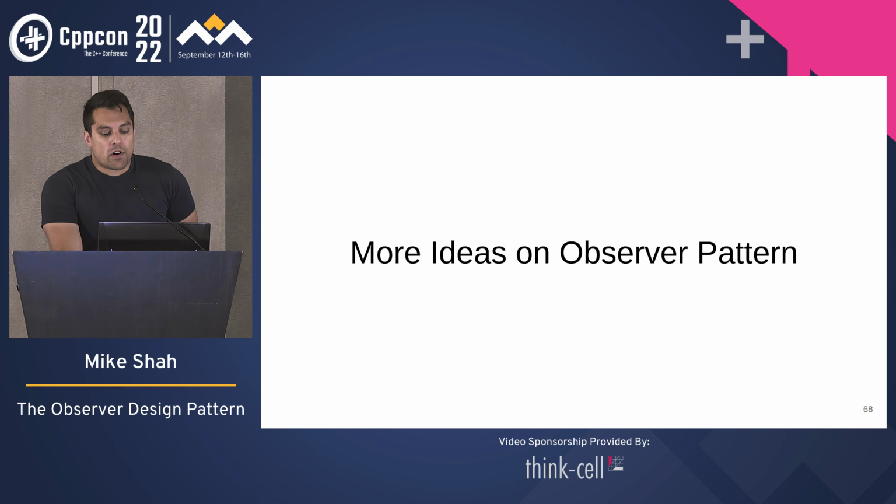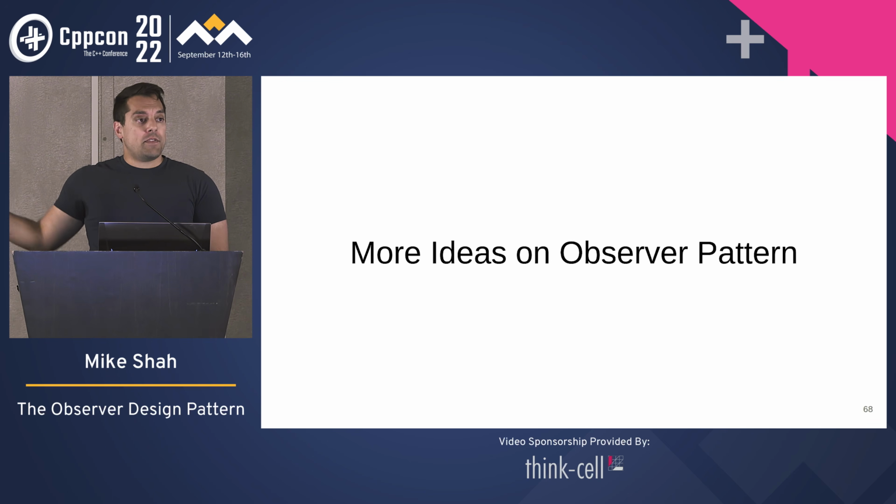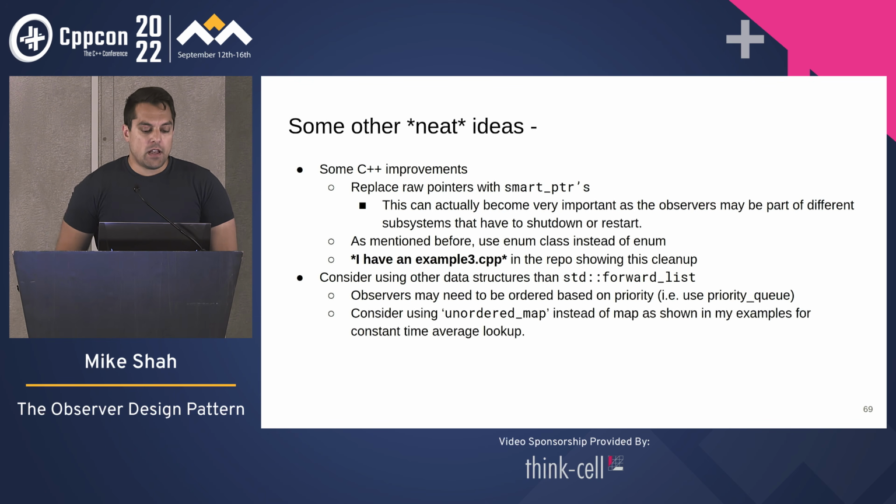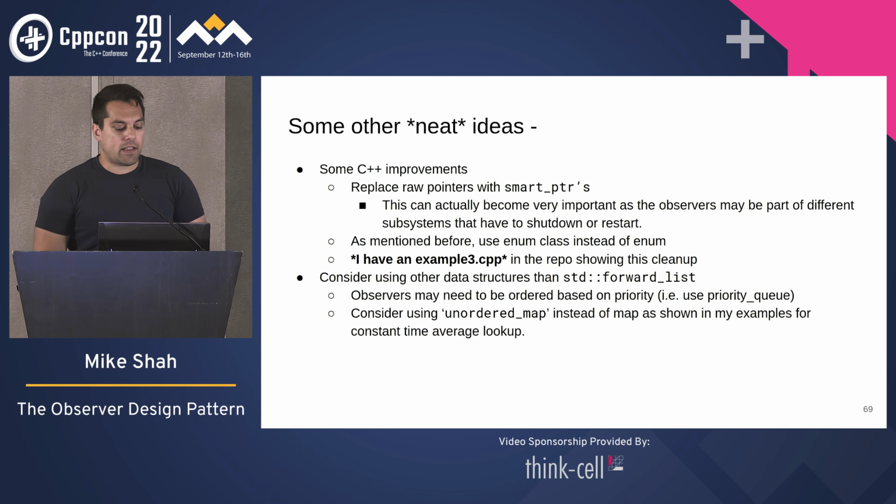All right, so a few more ideas on the observer pattern. Since I think we've got one that works, it can be improved a little bit, but some other sort of neat ideas and places where we can improve things. So folks might have mentioned raw pointers. We can replace these with smart pointers, right? And then we can at least maybe avoid some issues. Someone mentioned we could have a dangling pointer or these types of things.